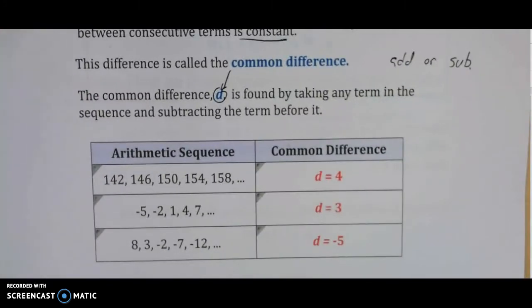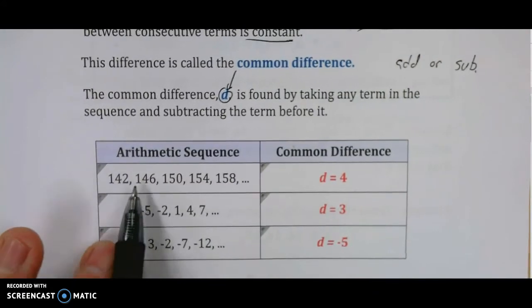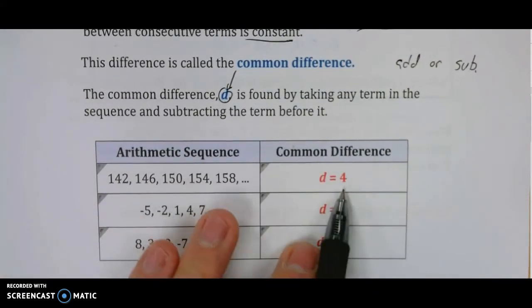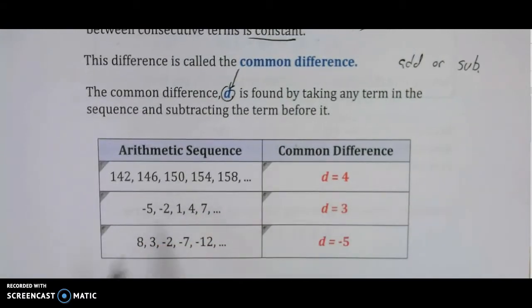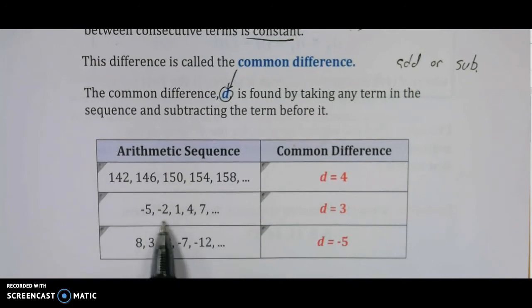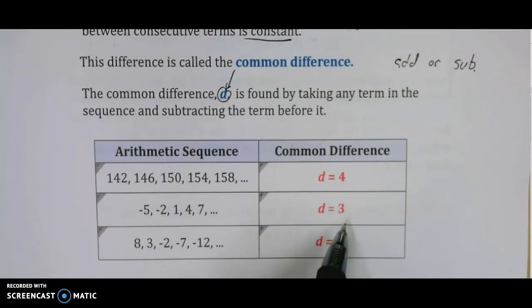Essentially, the common difference is what are we counting up by or what are we counting down by? Here I have a sequence of 142, 146, 150, so on and so on. I'm counting up by 4s, therefore my common difference is 4. -5, -2, 1, 4, 7. I'm going from negatives to positives, so I'm counting up. My difference here is a positive 3.